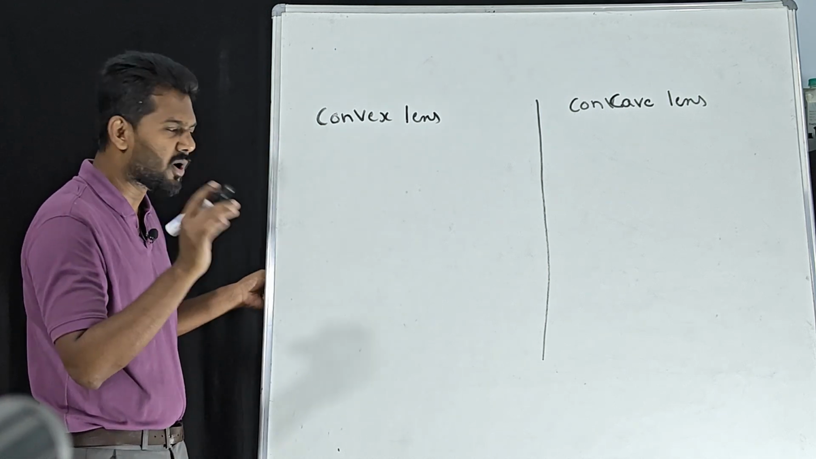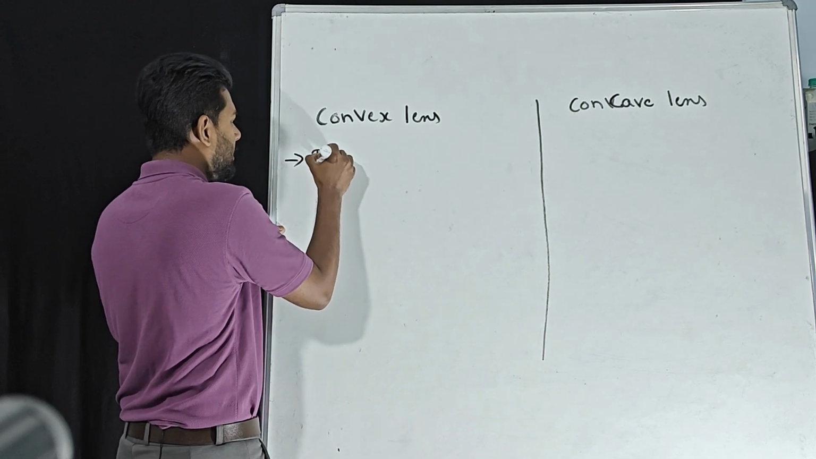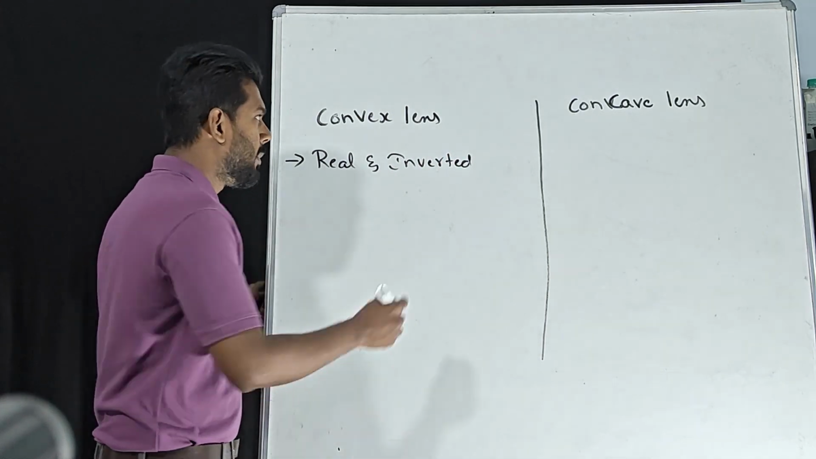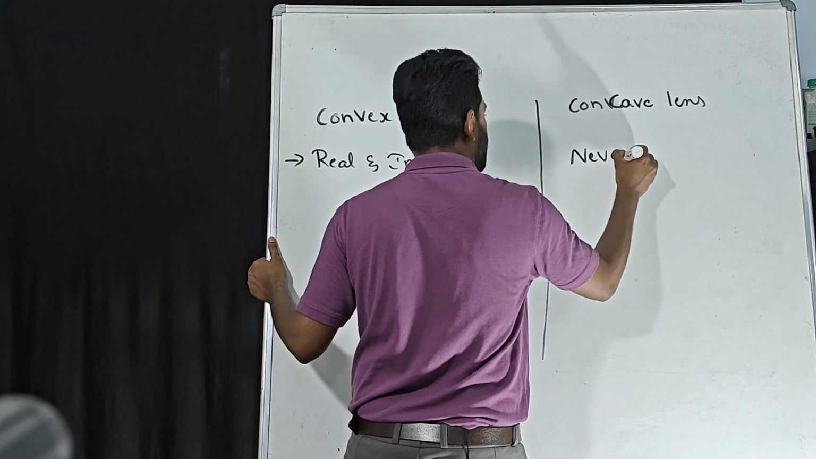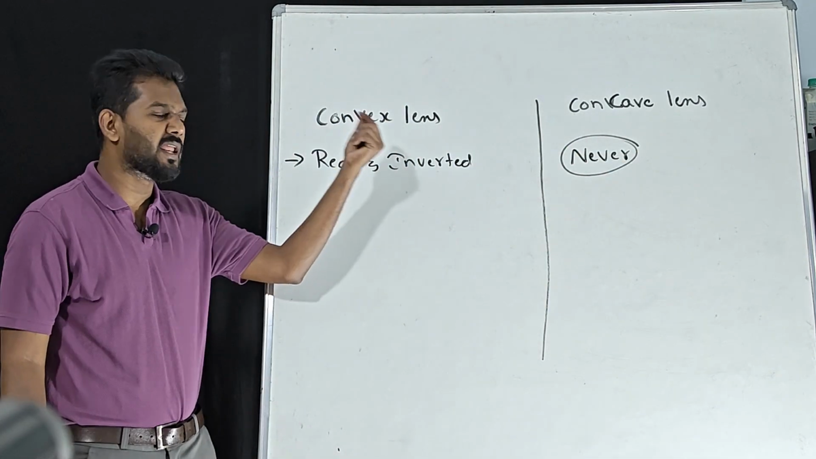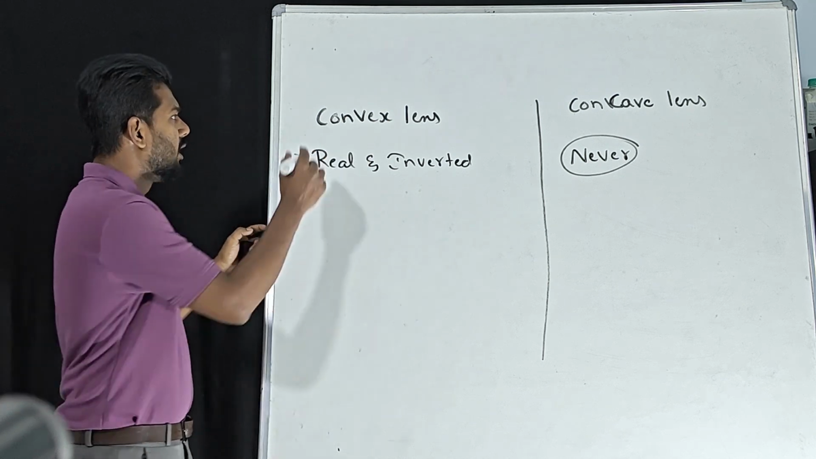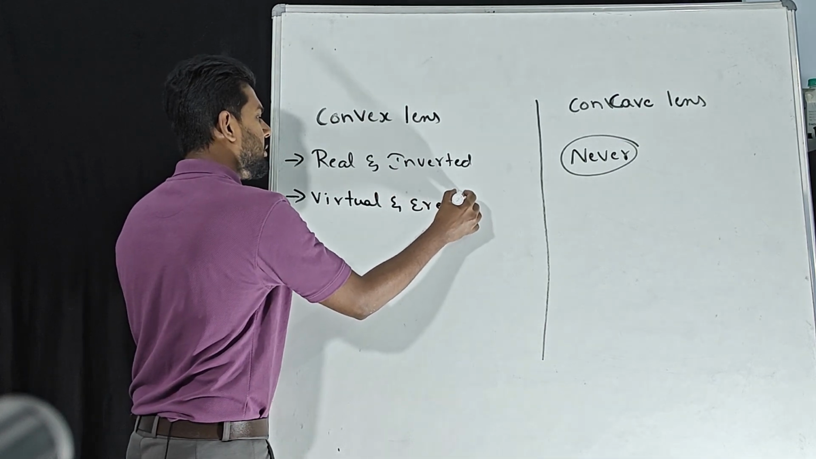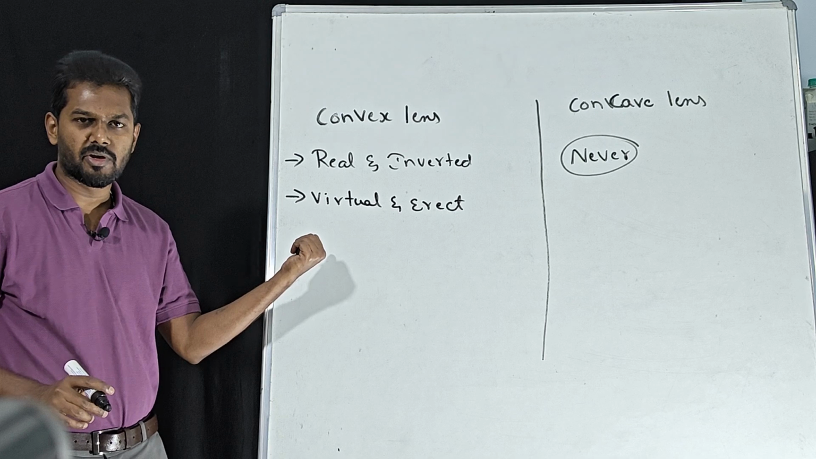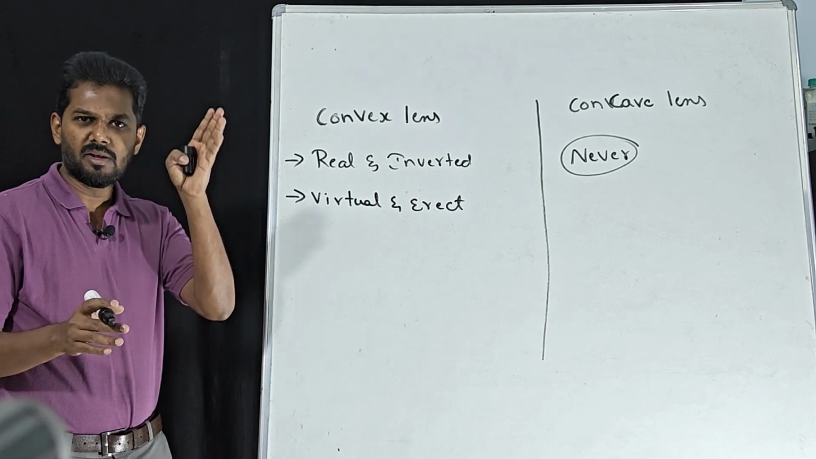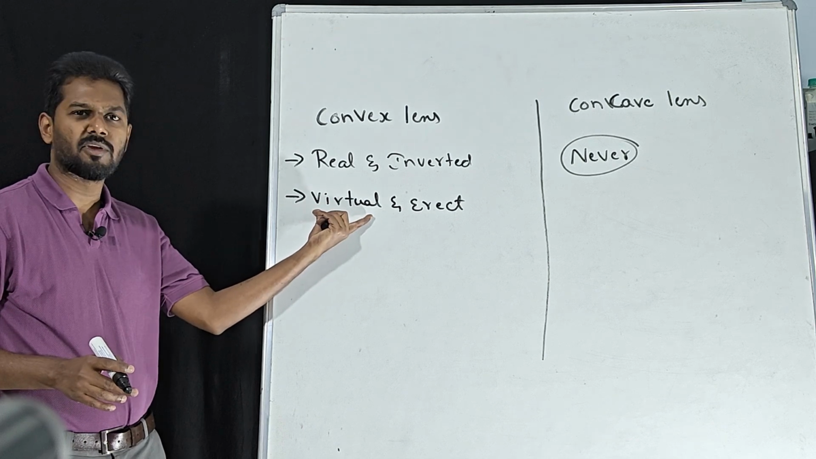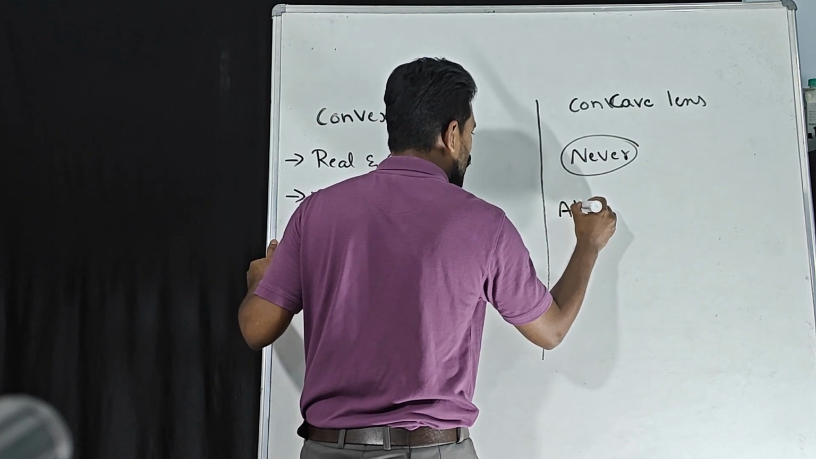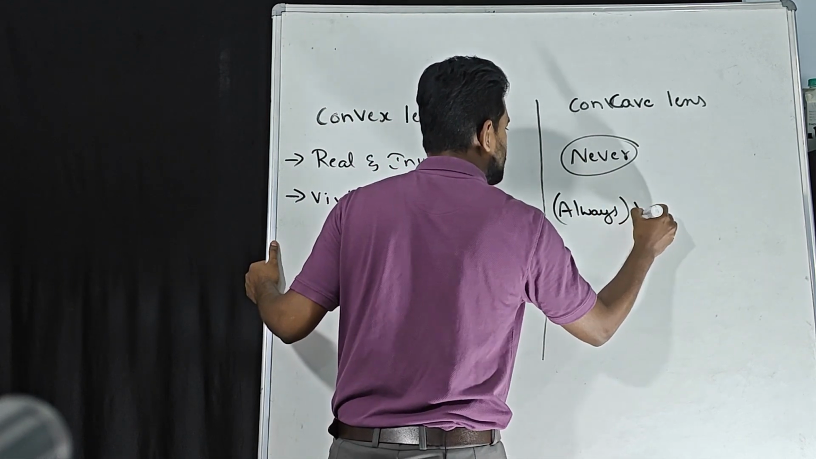First, a few things we need to understand. In a convex lens, a real and inverted image can be obtained, but in a concave lens it is never possible. Concave lens real and inverted images cannot be obtained. In a convex lens, a virtual and erect image is possible too. In one of the cases we have learnt in the concept video, when you keep the object between f1 and the optic center, we can get a virtual and erect image. Concave lens, on the other hand, always gives a virtual and erect image.